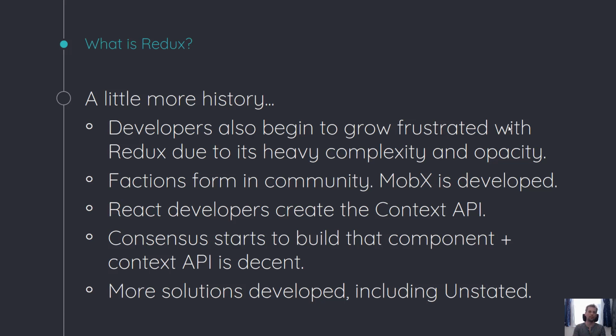Or if a particular piece of data is updated in one part of your application, how is that going to affect other parts of the application? There's also some anti-patterns that became in wide use that we'll talk about toward the end of the video. But suffice to say, there was a lot of frustration that was brewing with Redux as well. Thus, factions began to form in the community. One group developed MobX, and MobX started to become really popular.